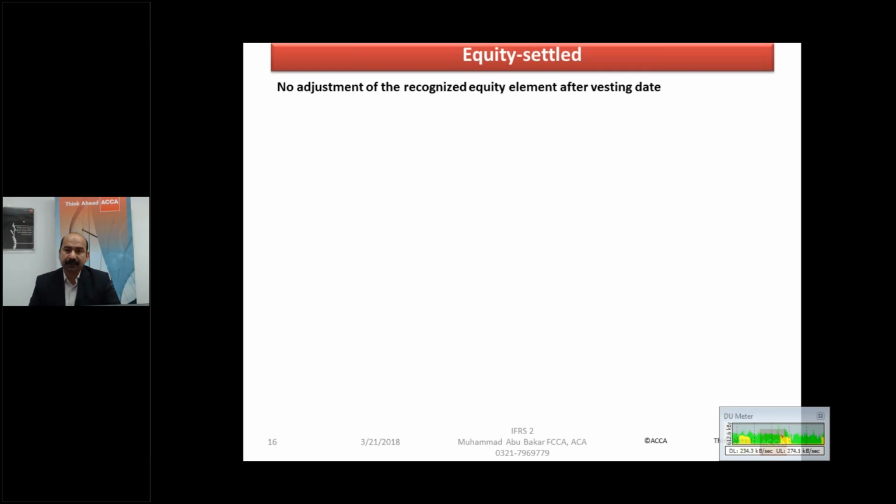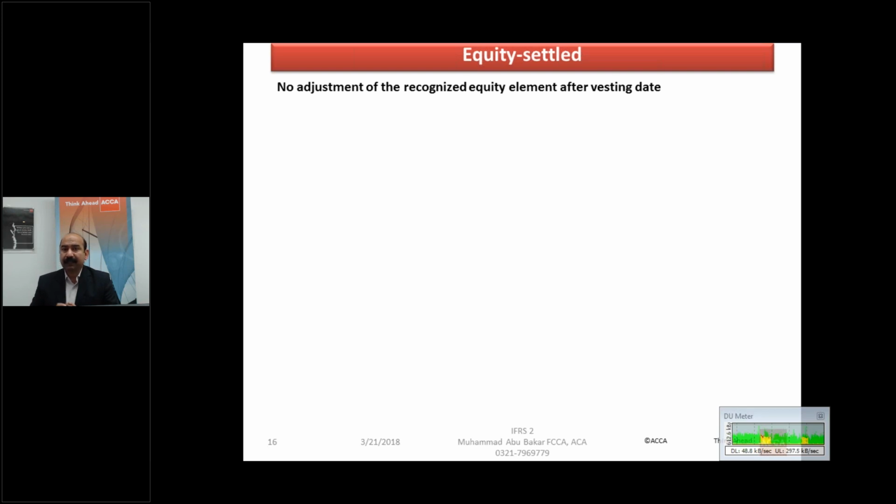What is this situation? If I discuss in other words, vesting conditions are met, vesting period is over, but nobody exercises those options. So we know that equity reserve is there related to these options.